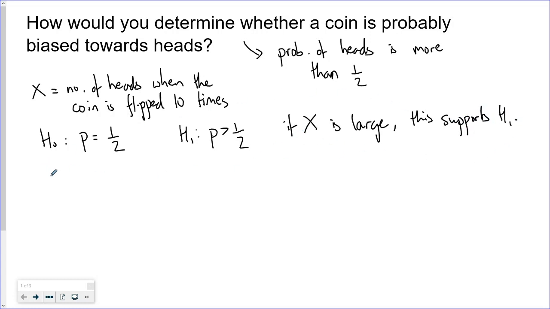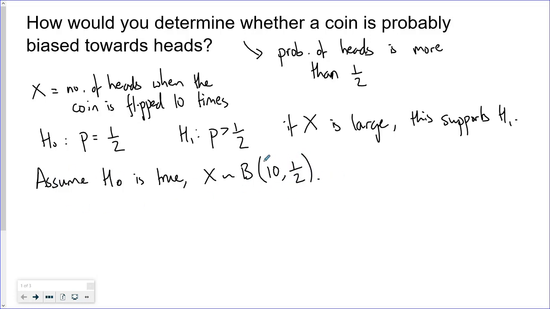The way that a hypothesis test works is we're going to assume that H0 is true. So assume the null is true. That means that the number of heads that we get will be binomially distributed with 10 trials, and the probability of getting heads, if we assume H0 is true, is going to be a half. It's worth noting, if the coin is fair, we would expect 5 heads. Half the time we're going to get heads. Obviously, we're not going to get exactly 5 heads each time, but it'll be close to 5.